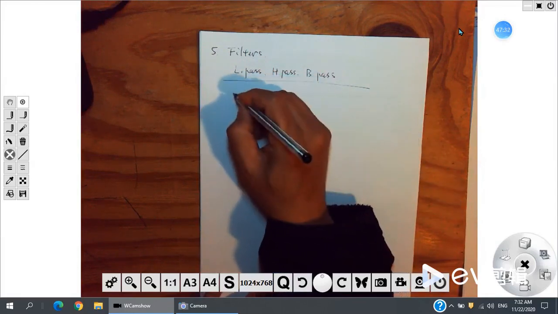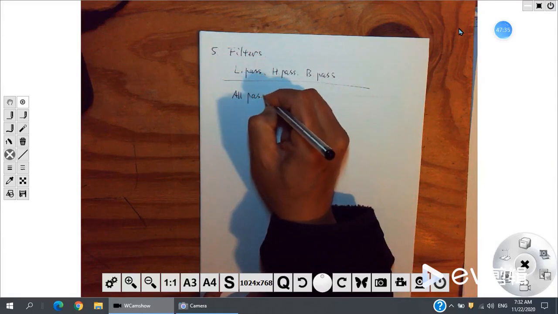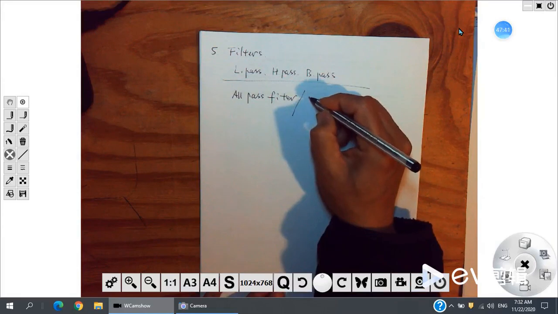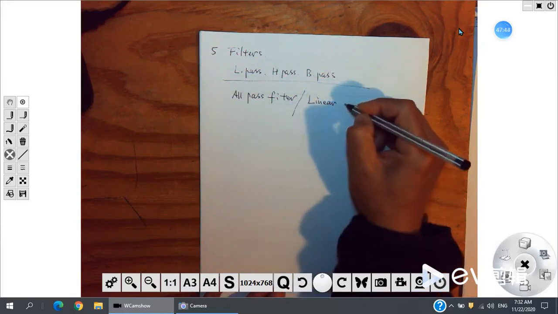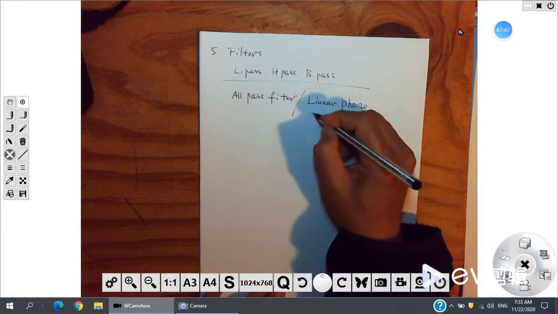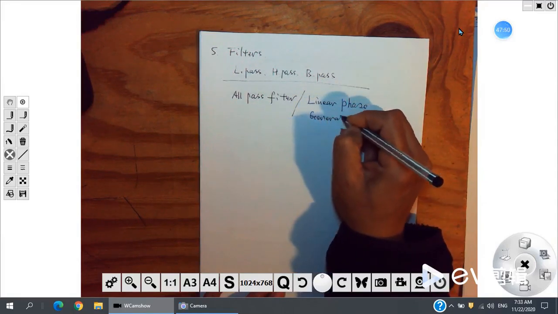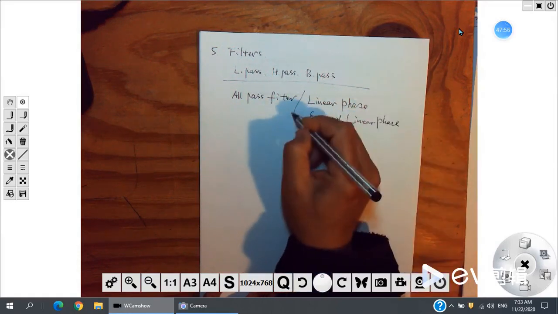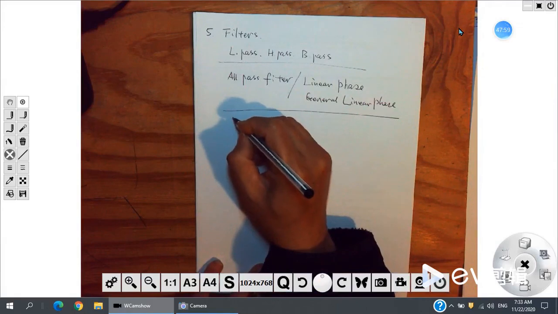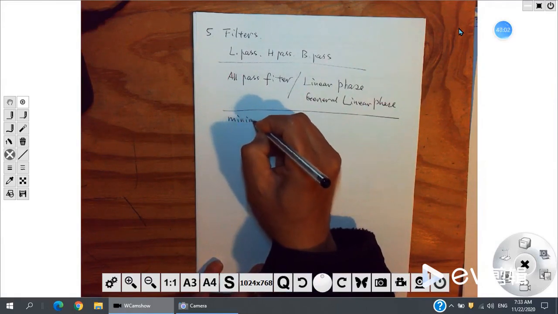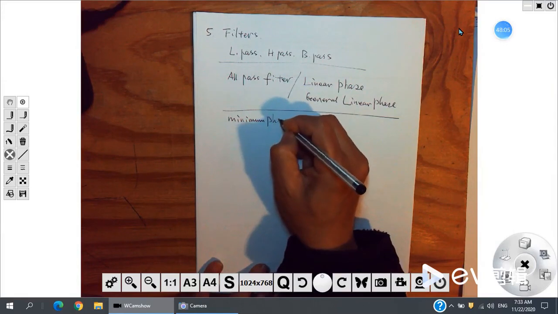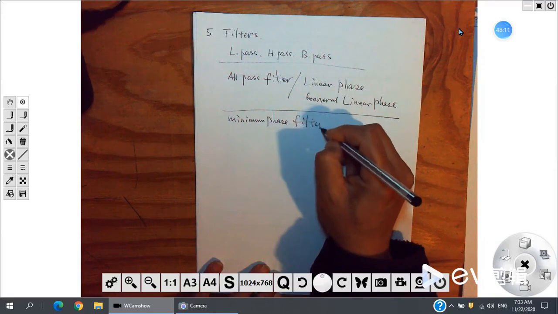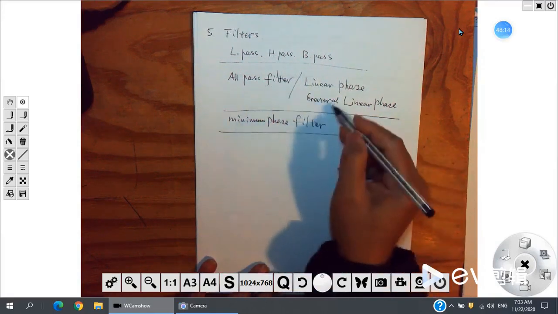We have the all-pass filter. We have the linear phase filter, or generalized linear phase, and we also have the minimal phase filter. Okay. So we have these three kinds of filters.